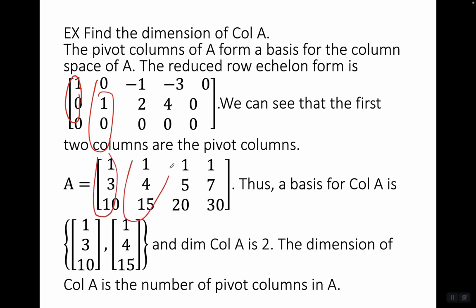Again, a basis for the column space of A is the pivot columns, not of the reduced row echelon form of A, but of the original matrix A. And so the dimension of the column space of A is 2. The dimension of the column space is the number of pivot columns in A.